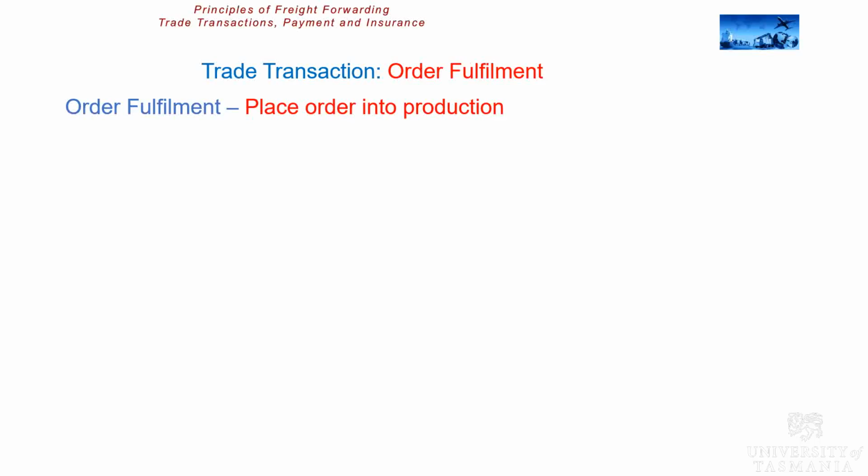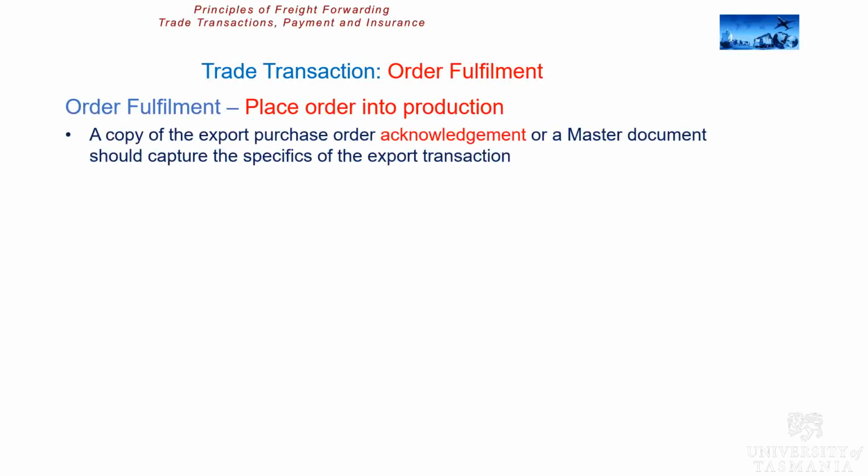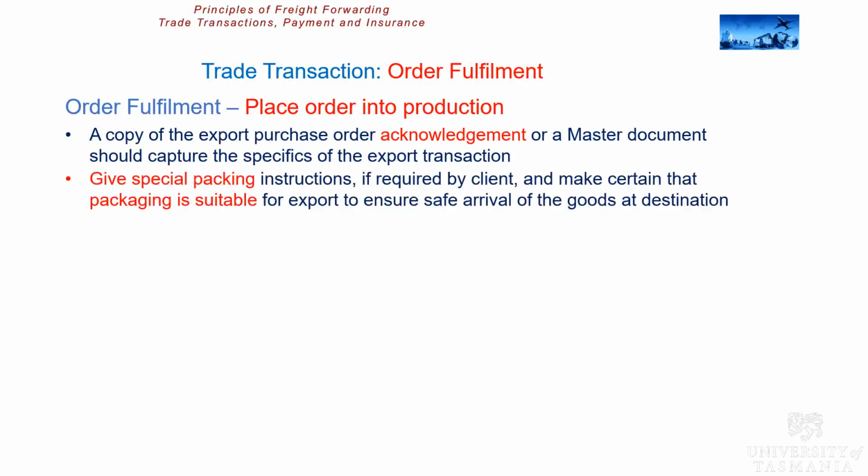So in regards to the order fulfillment, the next step in the process is to place the order with the production department of the exporter. Now, a copy of the export purchase order acknowledgement, or the master document, as we've said before, should capture all the specifics of the export transaction.